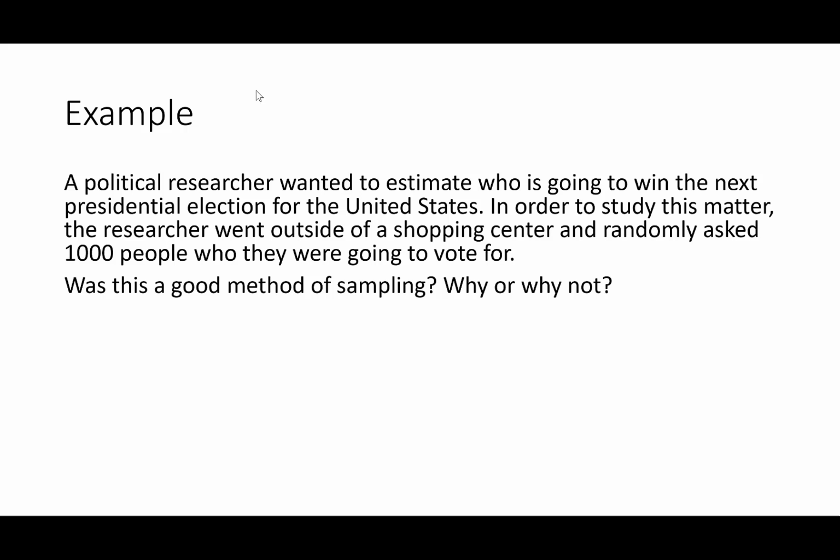So now what we need to consider is, is this a good sampling method? If it is, comment on why it's a good method, and if it's not, comment on why you feel that way. So pause the video and spend about a minute trying to figure this one out.